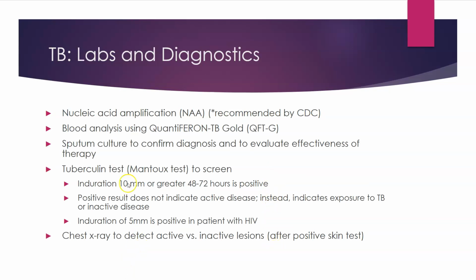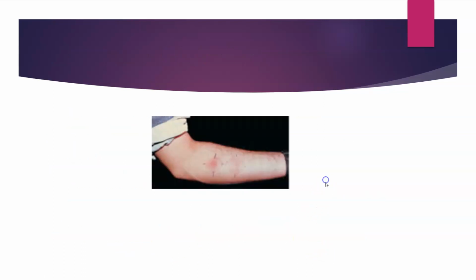Diagnostics, of course, we're going to test for it, so we can use the NAA, nucleic acid amplification. We can also use QuantiFERON Gold. Otherwise, we can use the tuberculin tests, which are Mantoux tests, just trying to figure out if they are positive or if they've been exposed to tuberculosis. Sputum culture ultimately is another form of diagnosis, and it can also be used to look at the effectiveness of therapy. And then a chest x-ray is often done to look at active versus inactive lesions, so tubercles within the chest cavity.